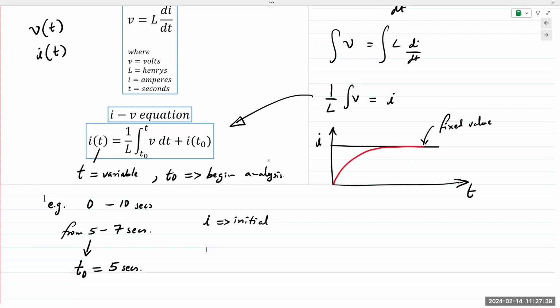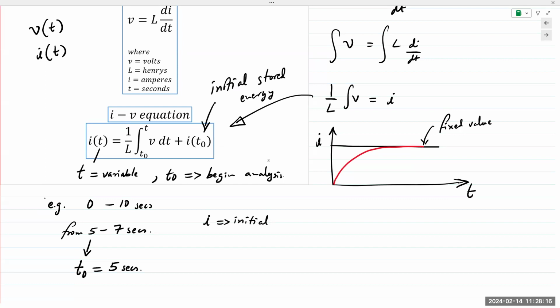So we are simply integrating the voltage from time T0 to T. T is a variable that allows us to find the value of that voltage or current at any given point in time. And lastly, we have this term, I of T0. It simply means the initial stored energy in that inductor.